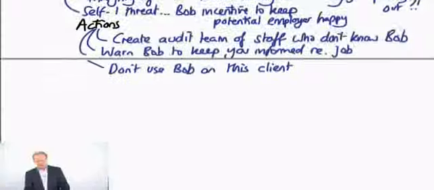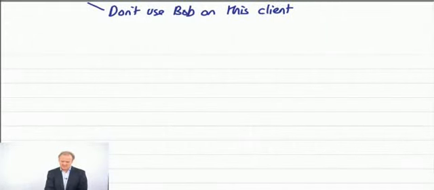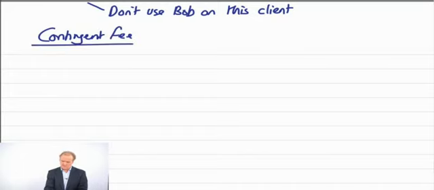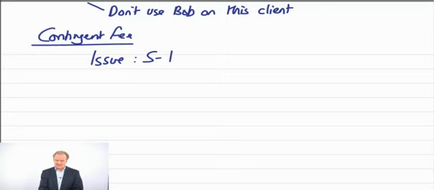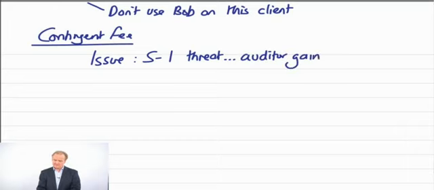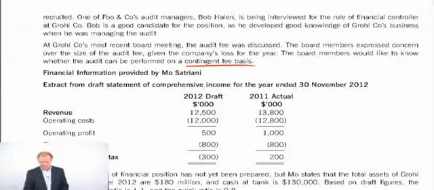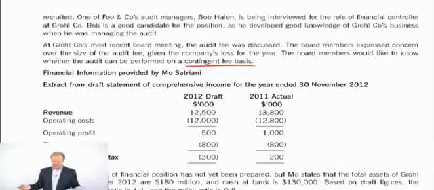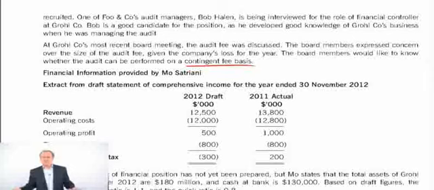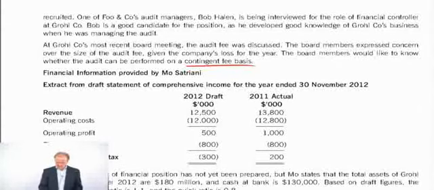Yay. Always happens. So the contingent fee. The issue is a self-interest threat because the auditor gains. Now, let's be careful here. Even I have to go and reread the question sometimes. It doesn't actually say what it would be contingent on. I presume based on something to do with the audit. I don't know. Not very clear, is it?